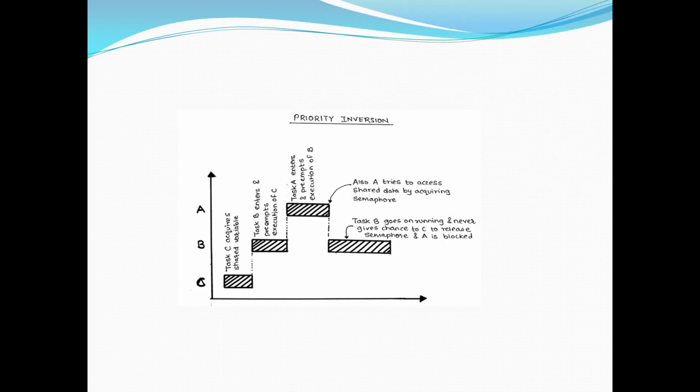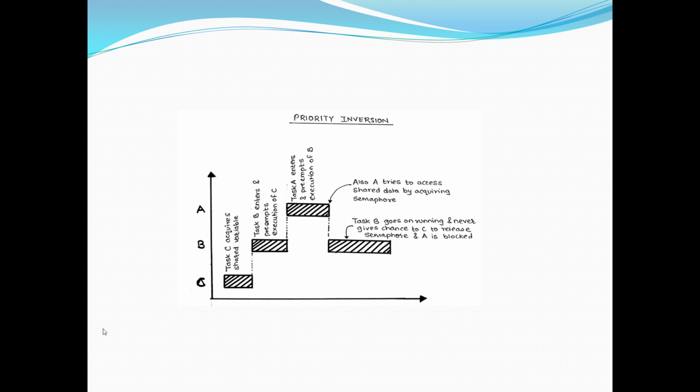Now consider this diagram where three tasks are present: task A, task B and task C. Here task A has the highest priority, task B medium priority and task C low priority. Now here these are the states of different tasks. Here task A and task C share a variable x, and access to this variable is synchronized with the use of a semaphore.